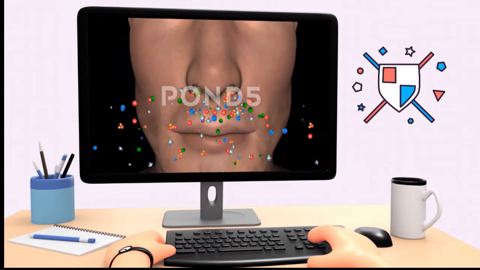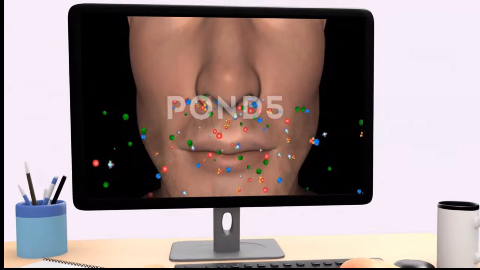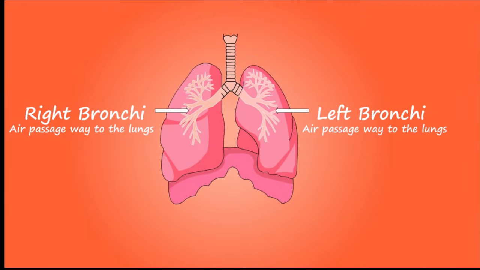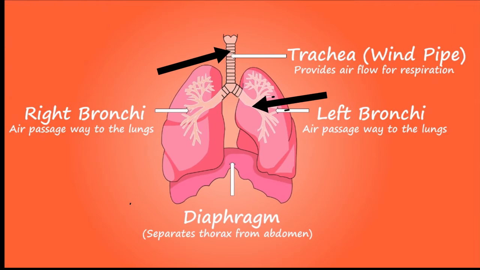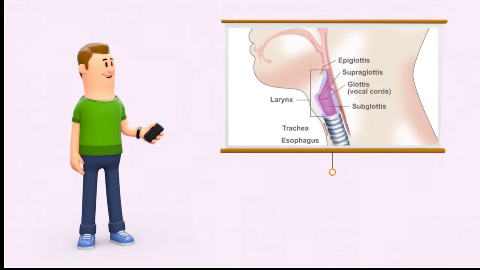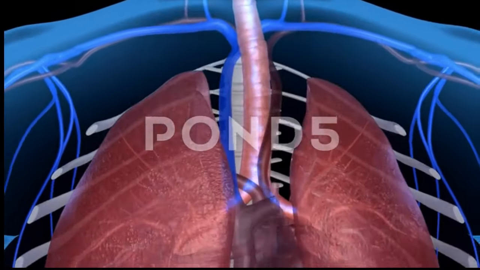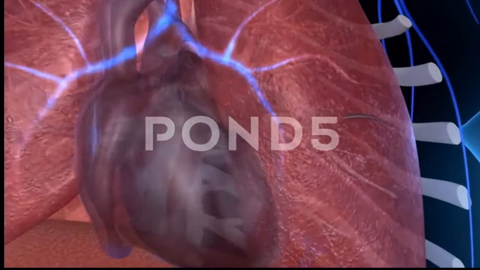The nose filters, warms, and humidifies the air we breathe, while the sinuses help reduce the weight of the skull and enhance our voice. Moving down, we enter the lower respiratory tract, which comprises the larynx, trachea, bronchi, and lungs. The larynx, or voice box, plays a crucial role in sound production and protects the airway during swallowing. The trachea, or windpipe, branches into the bronchi, leading to the lungs. Here, the bronchi further divide into smaller bronchioles, culminating in tiny air sacs called alveoli.